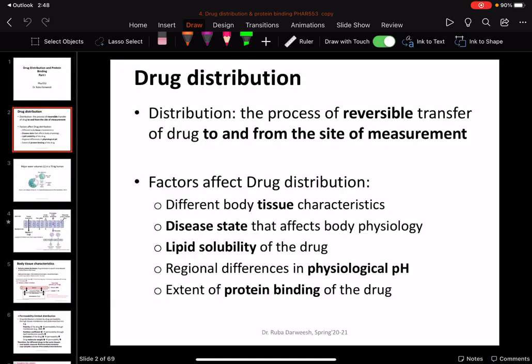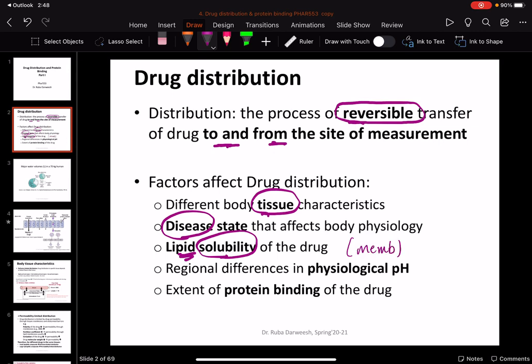Okay, we know that it's a reversible process in which the drug is transferring either to or from the site of the measurement. So many factors affect the drug distribution. We will talk about the different tissue characteristics, disease state, the solubility of the drug mainly in lipids because we are talking about membranes, and regional differences in physiological pH because it affects the ionization of the drug, and the extent of protein binding, okay, which is something that is very important in kinetics because it affects so many processes, either in the distribution process or in the kinetic elimination process.